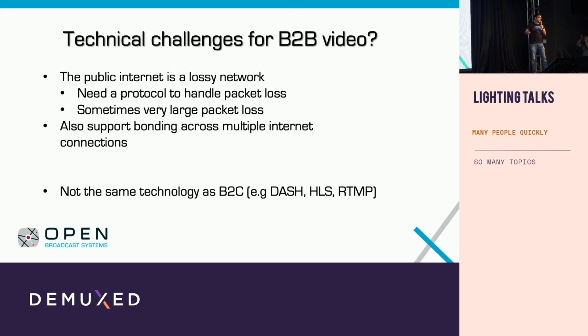The public internet, unlike things like satellite and fiber, is lossy, and we need a protocol to handle such packet loss. Also, in various locations, we need to be able to use multiple internet connections, in the US, for example, from AT&T, Verizon, etc. And we need a protocol that's capable of doing this. It's generally UDP-based, so this will not end up being the same sort of technology as B2C content, your DASH, HLS, RTMP sort of things.